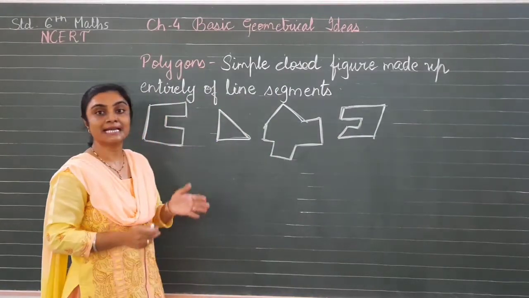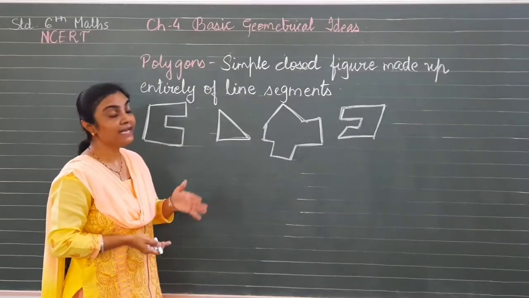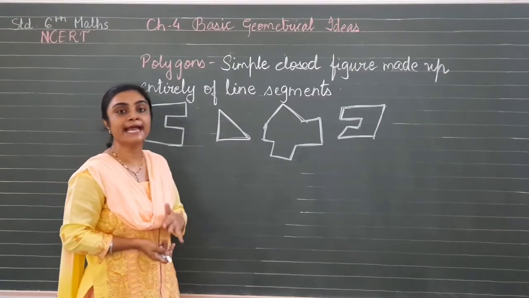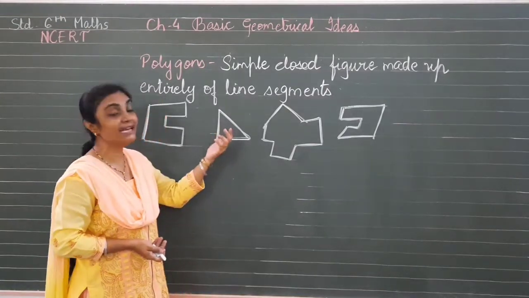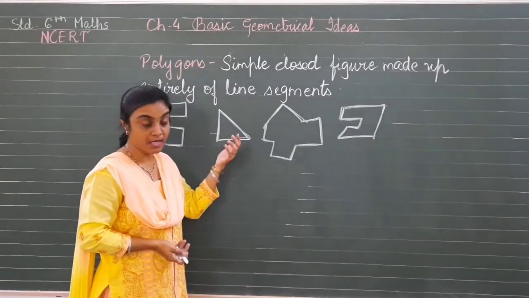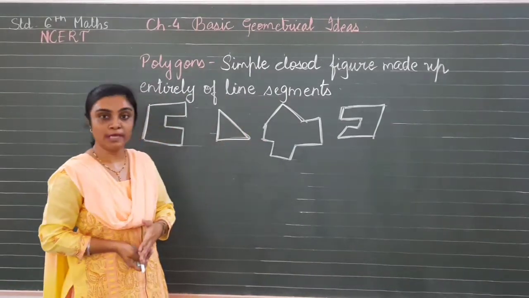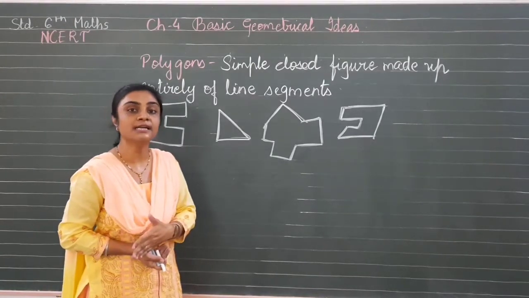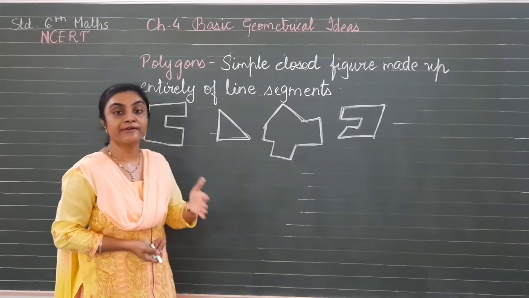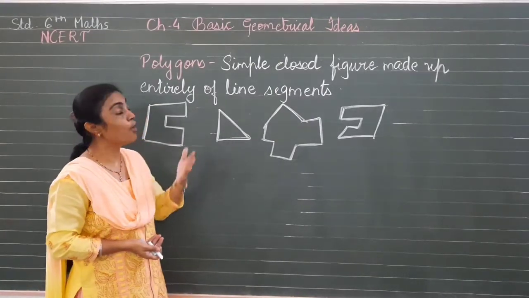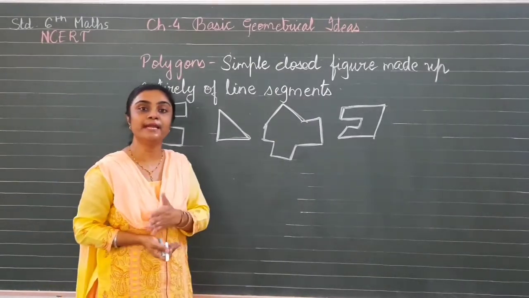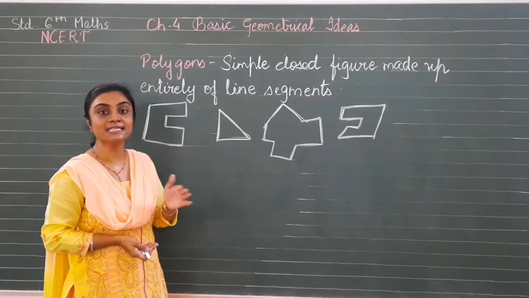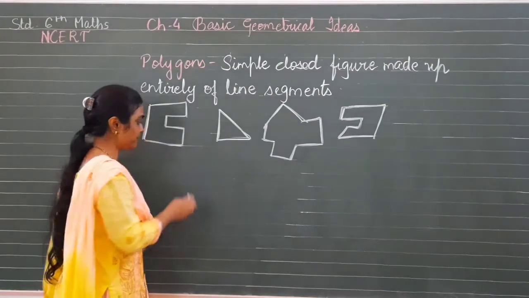Now in polygons there are sides, vertices and diagonals. To make a polygon we need at least 3 line segments. So if we see 3 line segments, it will be a triangle. Triangle is a type of polygon. Quadrilateral means 4 sides, so that is also a type of polygon. Then square, rectangle, rhombus, these are all types of polygons which are made up entirely of line segments. Now let us see the sides, vertices and diagonals.